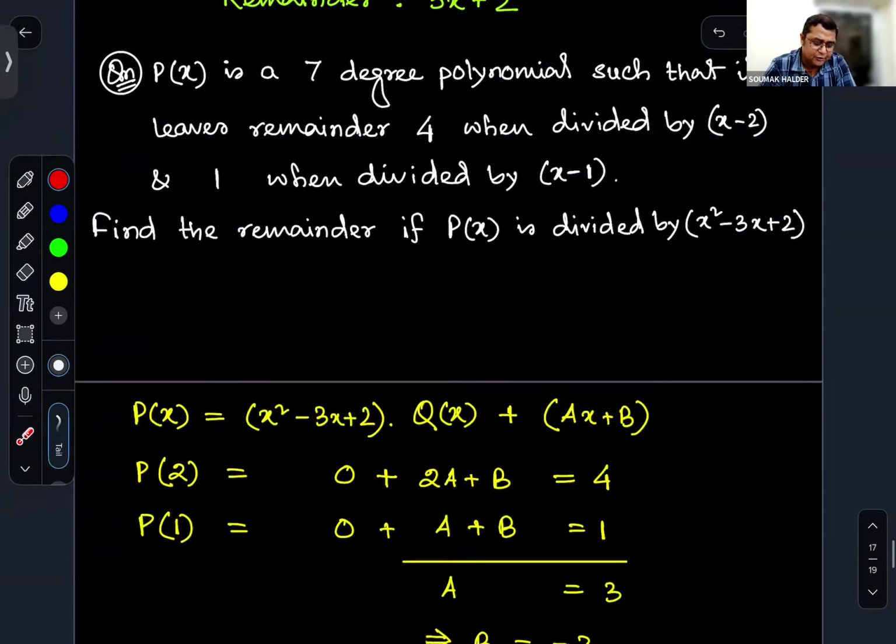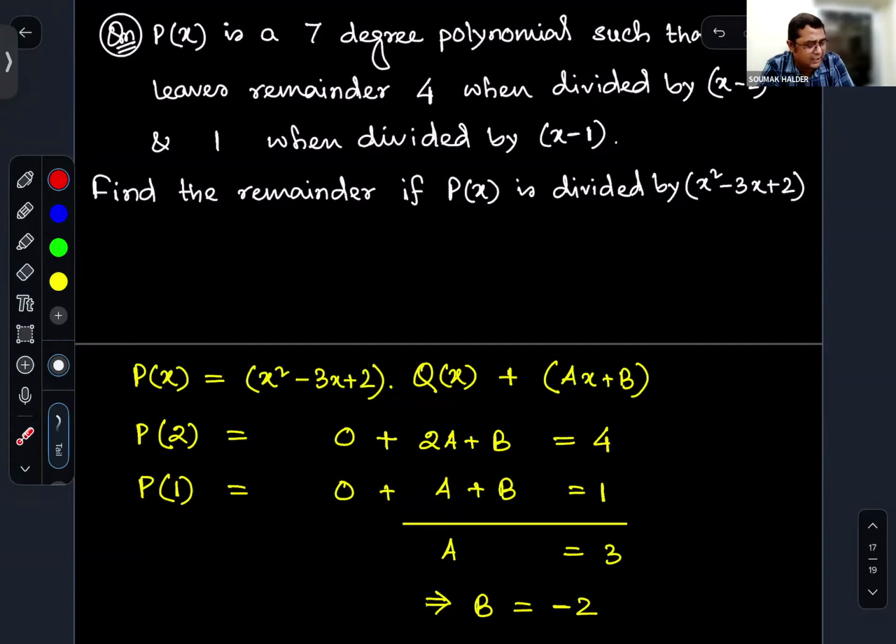Okay. Proceeding will again be the same. We will consider as per the speciality that the new divisor is the product of the earlier divisors. So p of x can be written as divisor x square minus 3x plus 2 into q of x added to the assumed remainder ax plus b. As per Euclid's division lemma, we can write that.